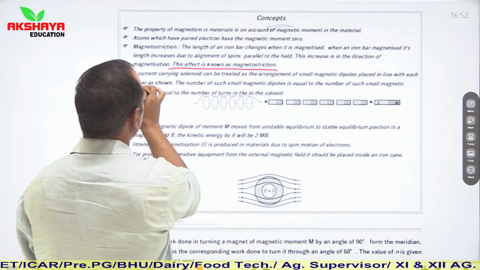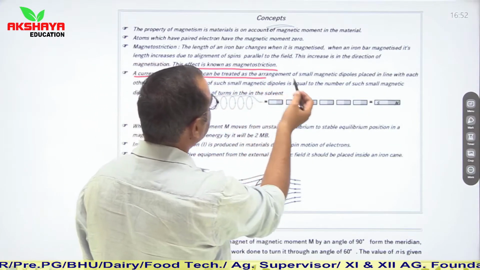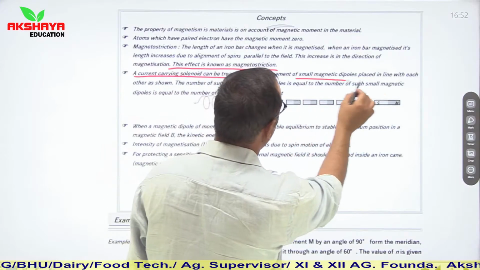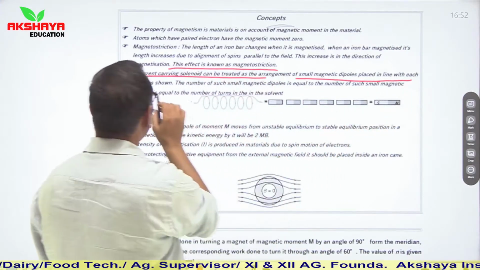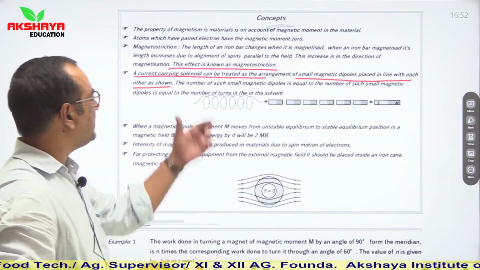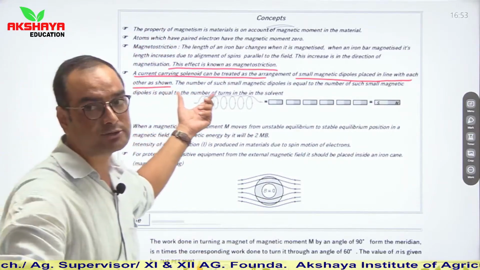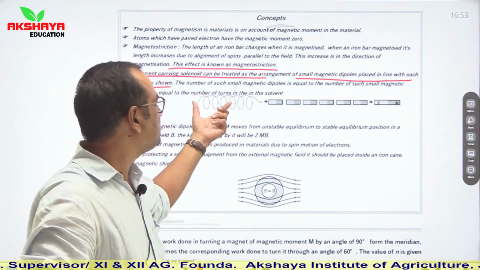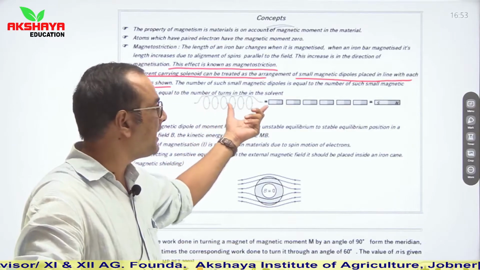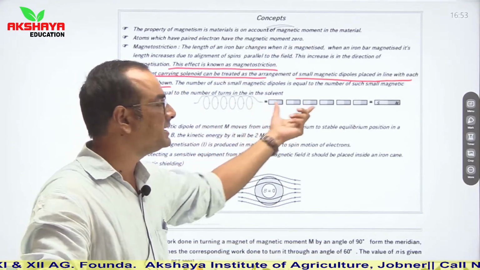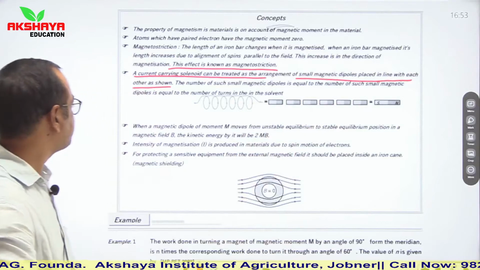Similarly, a current carrying solenoid can be treated as an arrangement of small magnetic dipoles placed in line with each other. So whenever we talk about a current carrying solenoid, it can be treated as an arrangement of small magnetic dipoles placed in line with each other.